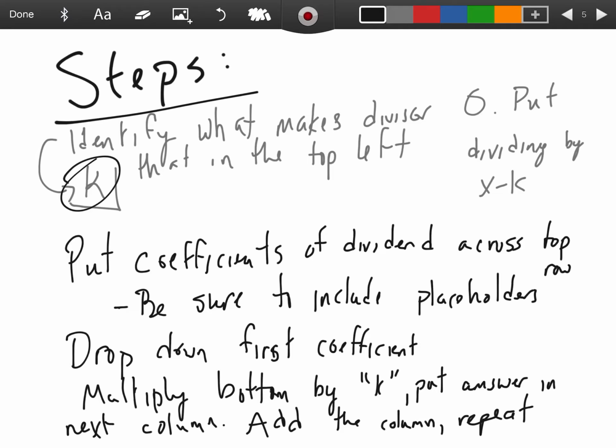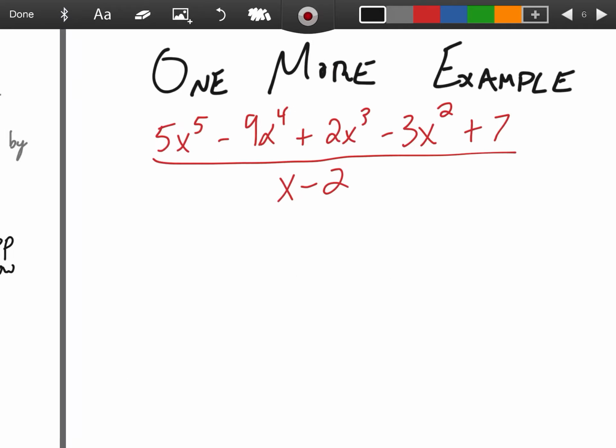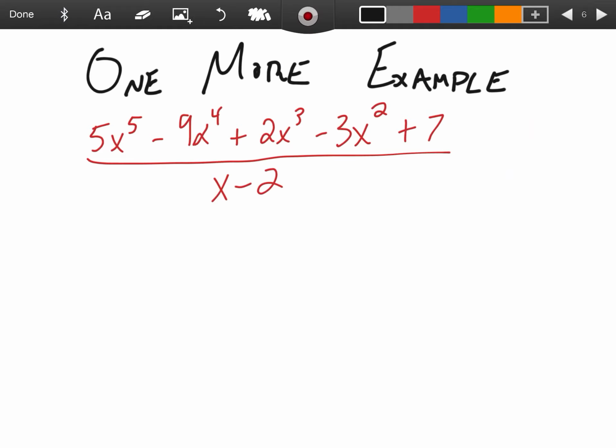So let's see this done out one more time. If we had to do this polynomial long division, it would take us a really long time. It's kind of going to be a pain. So instead, let's use synthetic division. First, identify what your k value is. What are we putting up there? Well, this is x minus 2. So if it's x minus k, my k value is 2.